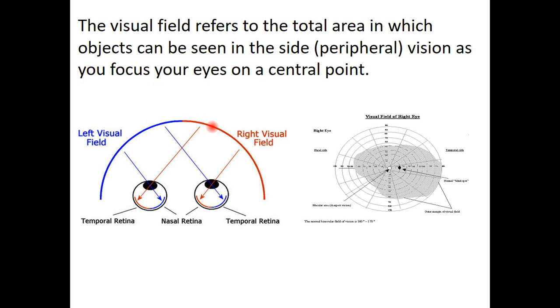Peripheral vision, as you focus your eyes on the central point. In the eye department there is a device or machine that can measure what they call the visual field, and we will see whether he has a defect in the visual field or a normal visual field, and we also see the blind spot.